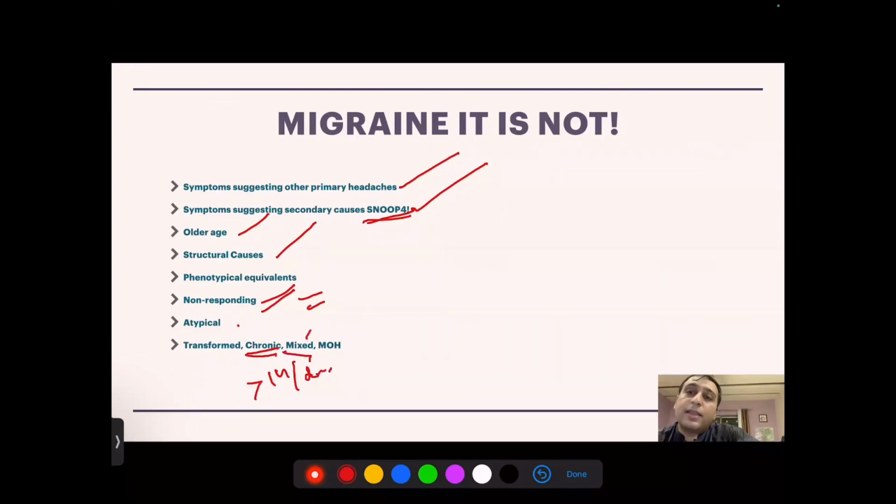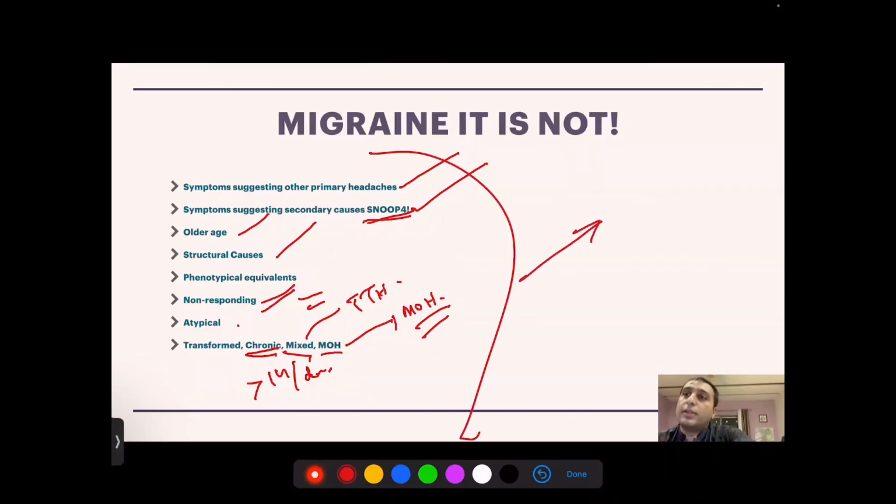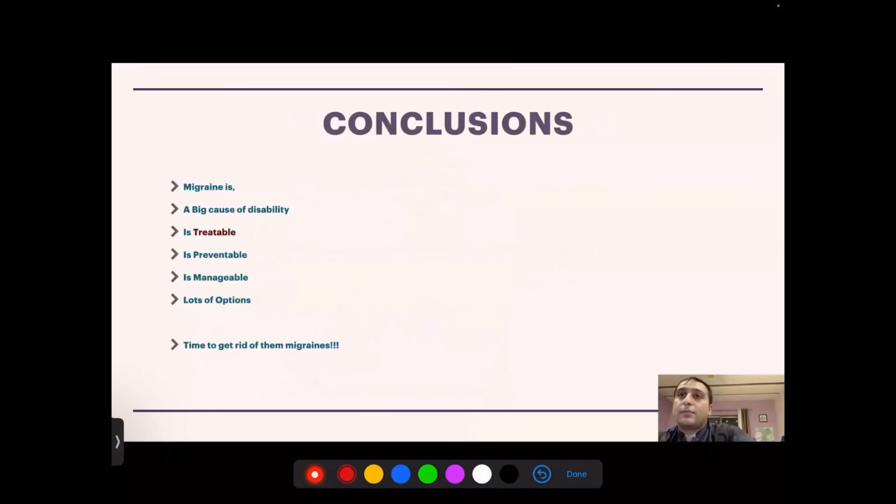Sometimes it might be migraine that is mixed with tension type headache, and otherwise it is medication overuse headache, and it's very common in Pakistan. So in all these conditions, you need a consult or you need to manage them a little bit differently, and then it comes up with the best decision. So it is treatable, it is preventable, it is manageable, and there are a lot of options for migraine.